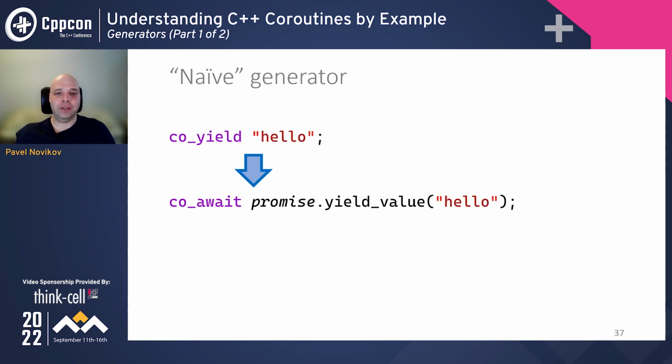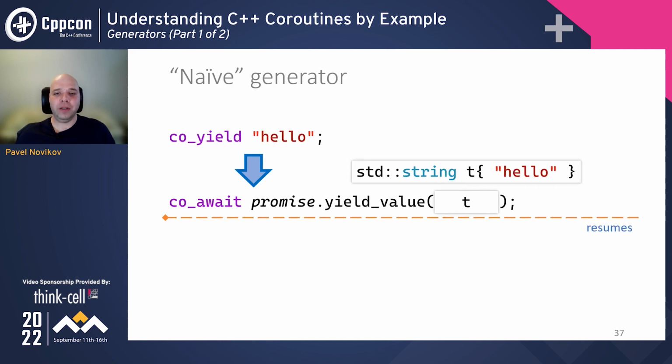And here is a more involved example. In this case, we have a string literal. For this string literal, a temporary object is constructed, then the coroutine is suspended. Then after the resumption of the coroutine, this statement finishes. And this means that only after the resumption, this temporary will be destroyed. So this also means that this temporary should be in the coroutine frame.